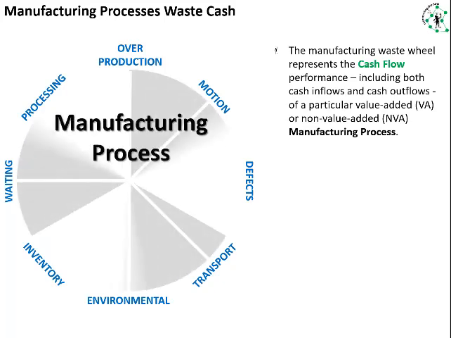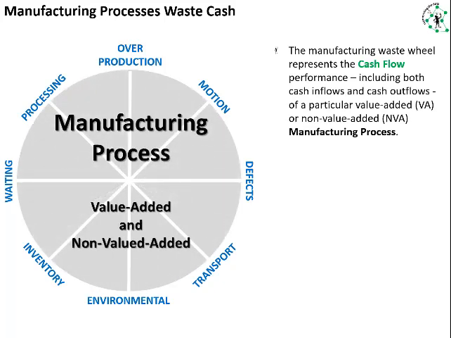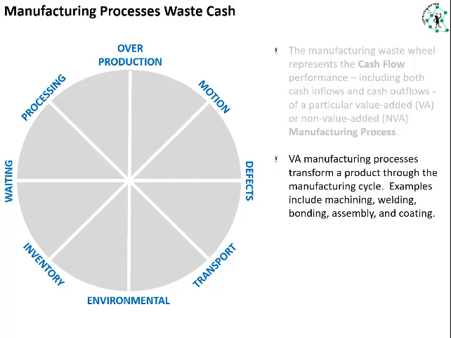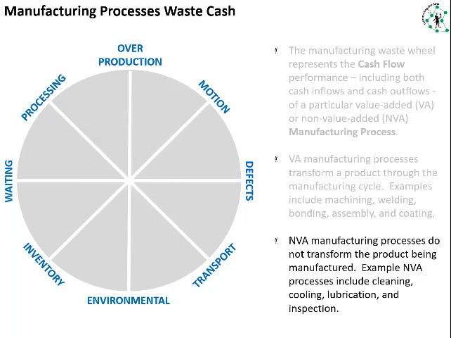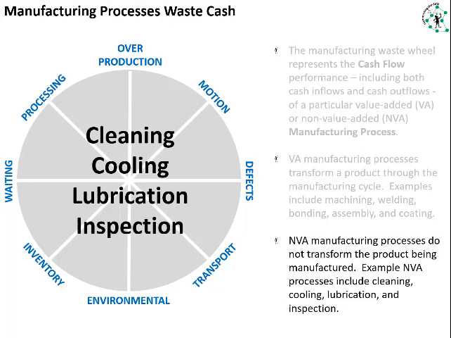The manufacturing waste wheel represents the cash flow performance, including both cash inflows and cash outflows, of a particular value-added or non-value-added manufacturing process. Value-added manufacturing processes transform a product through the manufacturing cycle. Examples include machining, welding, bonding, assembly, and coating, among others. Non-value-added manufacturing processes do not transform the product being manufactured. Examples include cleaning, cooling, lubrication, and inspection, among many others.